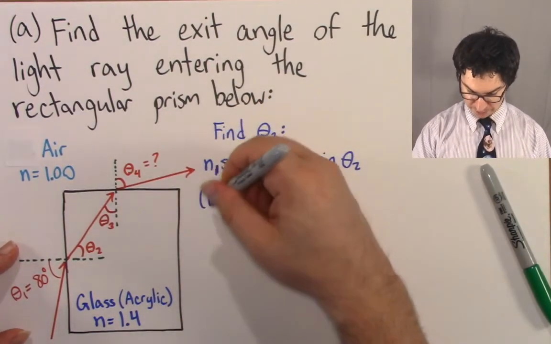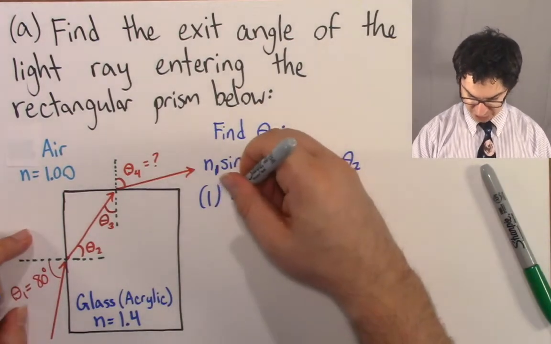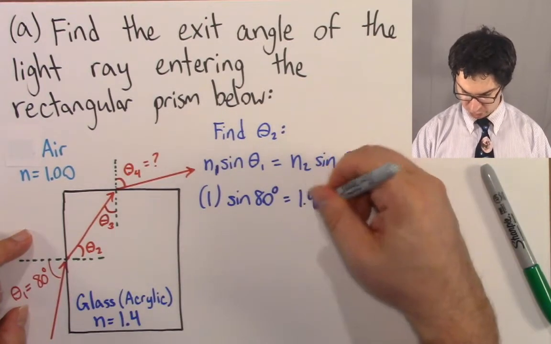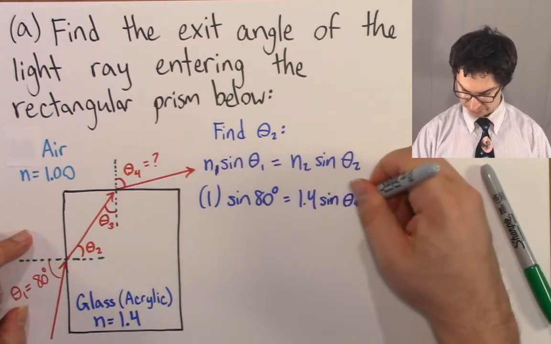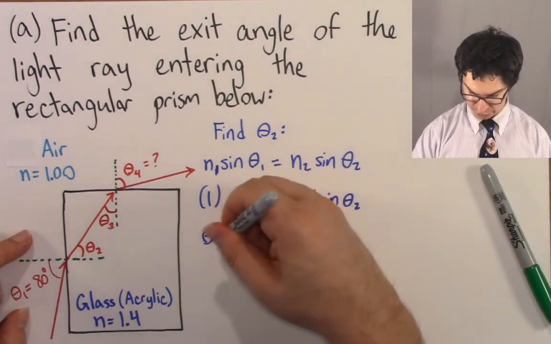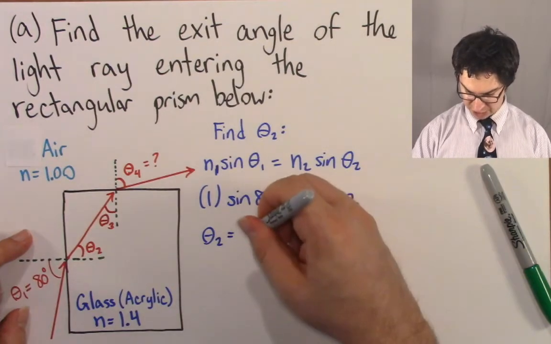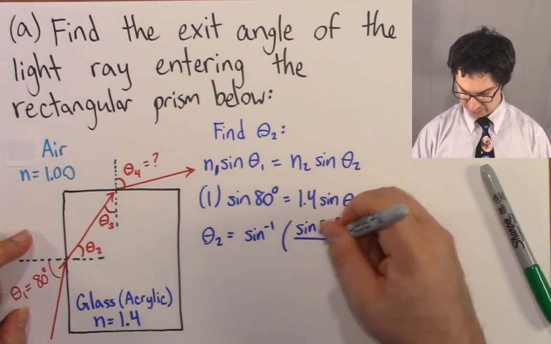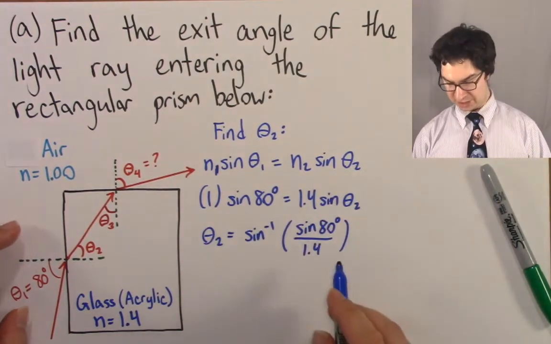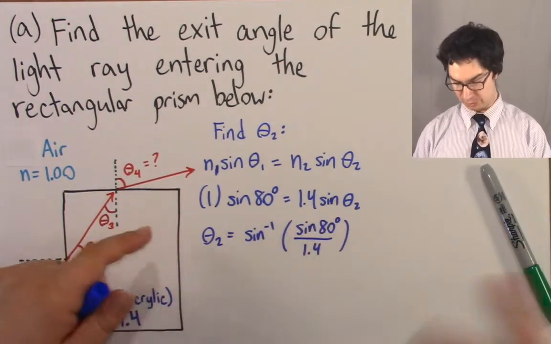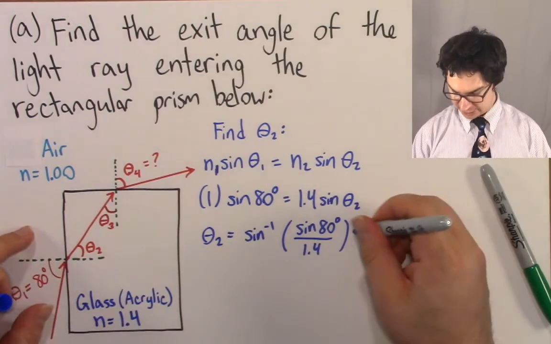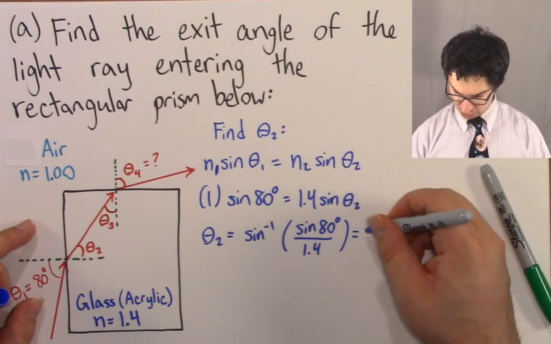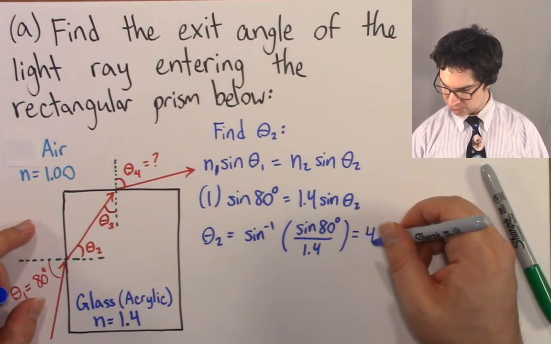So n1 is 1, that's the index of refraction of air, times the sine of 80 degrees equals n2, which is 1.4, times the sine of theta 2. If you solve this for theta 2, you get theta 2 is equal to the sine inverse of sine 80 divided by 1.4. I hope you see what I did there. I just divided both sides by 1.4 and then took the sine inverse of both sides to get theta 2 by itself. And if you calculate this, theta 2 is 44, or I should say 45.